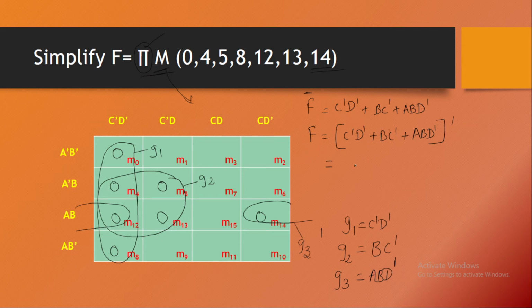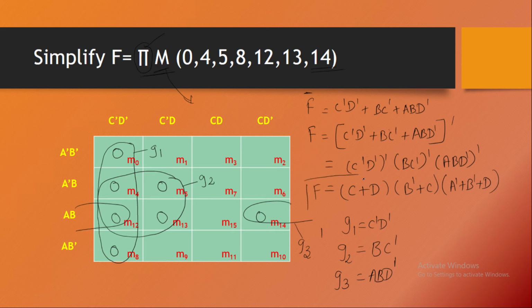So this is given by (C dash D dash) the whole complement into (BC dash) the whole complement into (AB D dash) the whole complement. Reapplying De Morgan's law again, that gives me (D complement) the whole complement, that is D, plus (C complement) the whole complement, that is C, into B complement plus C complement the whole complement, that is C, into A complement plus B complement plus D. So my final function is obtained in the form of product of sums or product of max terms. So this is your final answer.